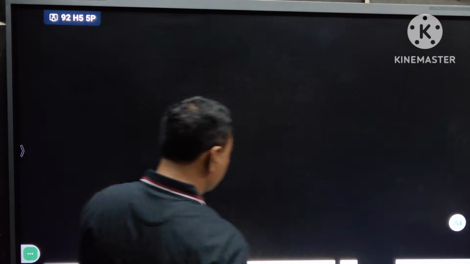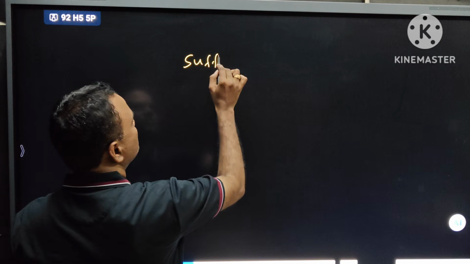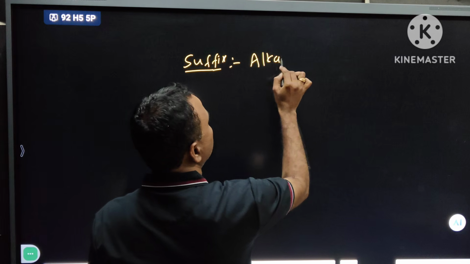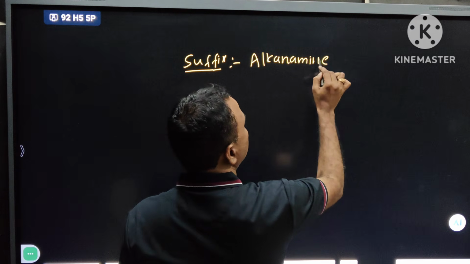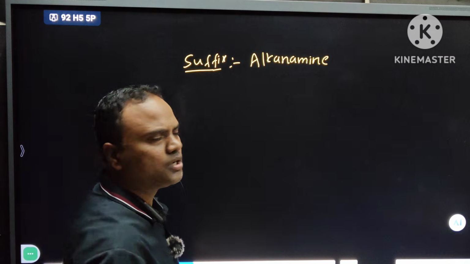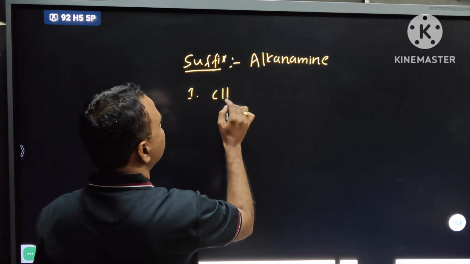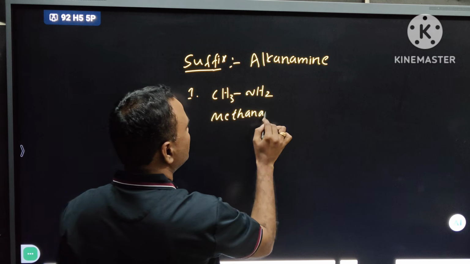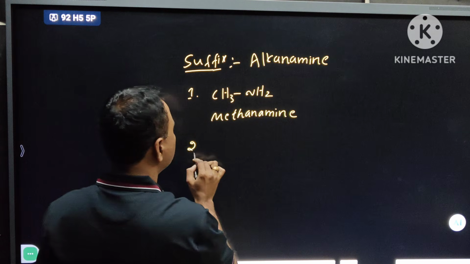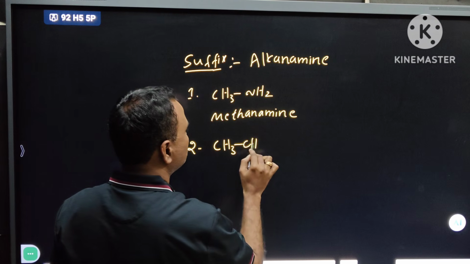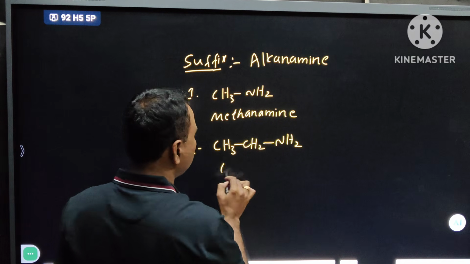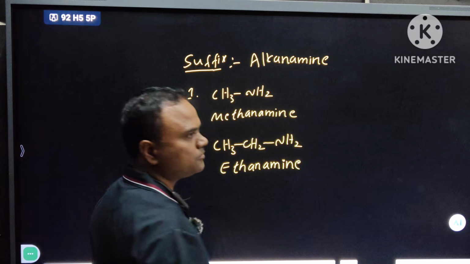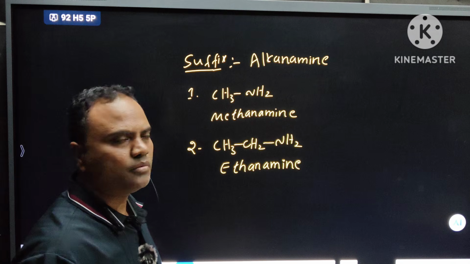Clear? Let us start with the first one. What is the suffix for amines? The suffix for amine is alkanamine. Methanamine, ethanamine, propanamine, like that. Okay, first one: methanamine. Second one: ethanamine.